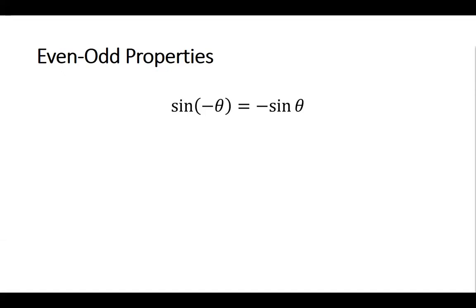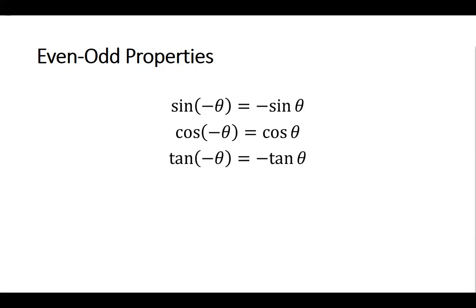So sine of negative theta is the same as negative sine of theta. Cosine of negative theta is the same as cosine theta, because cosine is symmetric with respect to the y-axis. Tangent of negative theta is equal to negative tangent theta. Cosecant of negative theta is equal to negative cosecant theta, and that should make sense because that's the reciprocal of the sine function, so obviously symmetric with respect to the origin.